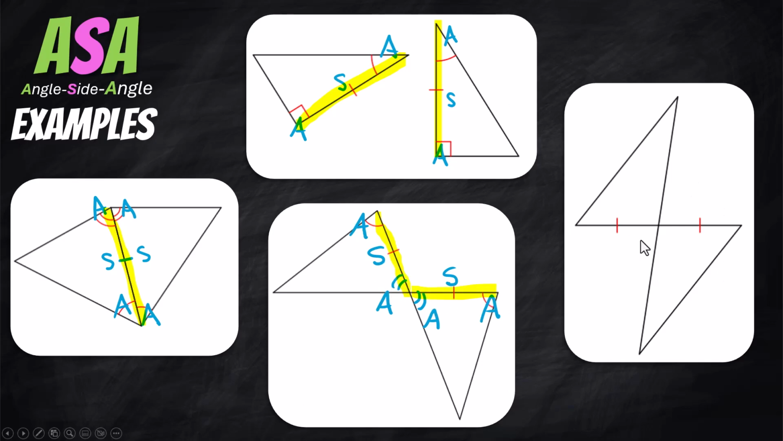And in this last one, this isn't going to work, but let me show you why. You've got your vertical angles right here, and then you have a side, but they're not telling you anything about the next pair of angles that would have to be the case. If this was going to be angle, side, angle, they'd have to tell you about those angles, or you'd have to be able to figure out that they're congruent. Right now, the way this picture looks, given no other information, I'd say we can't say anything about those triangles.